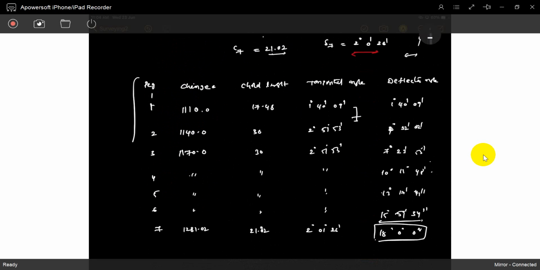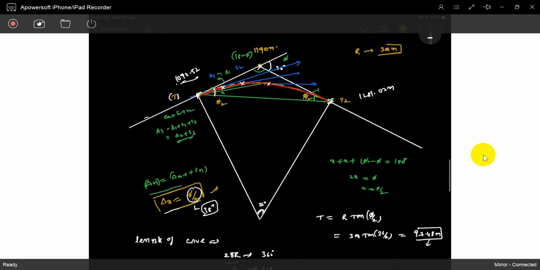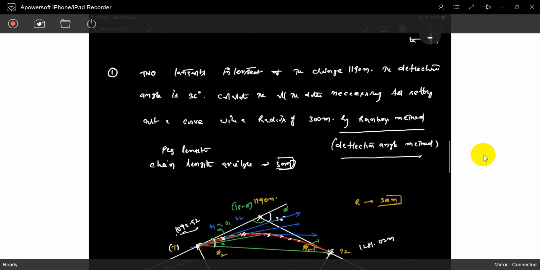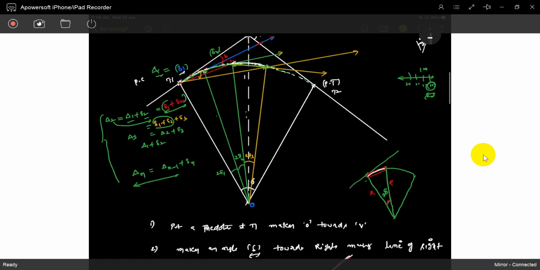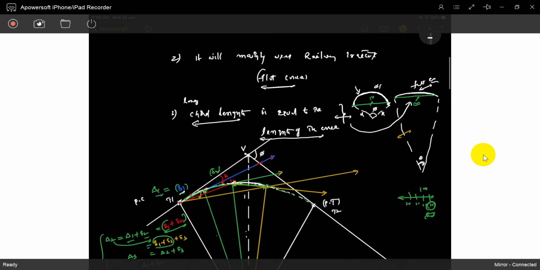That is the tabular form. You make it in tabular form, or you identify the points on the surface of the curve. So you join them by a simple curve. That's it. The Rankine curve is over. The setting out of the curves is over.